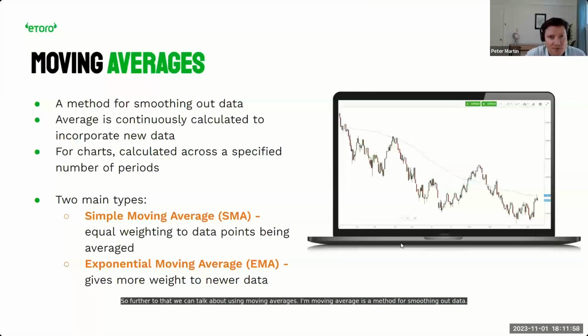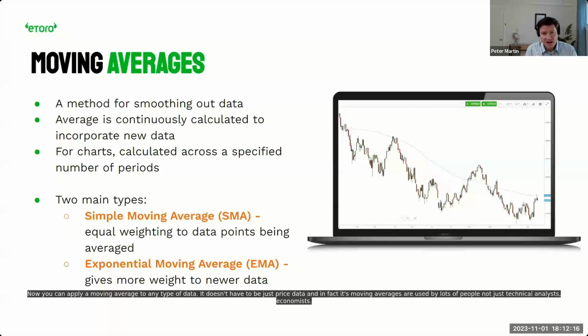So further to that, we're going to talk about using moving averages. Now, a moving average is a method for smoothing out data. The average is continuously calculated to incorporate new data, and for charts, we calculate it across a specified number of periods. You can apply a moving average to any type of data. It doesn't have to be just price data.